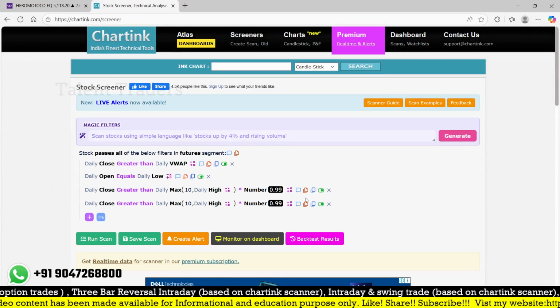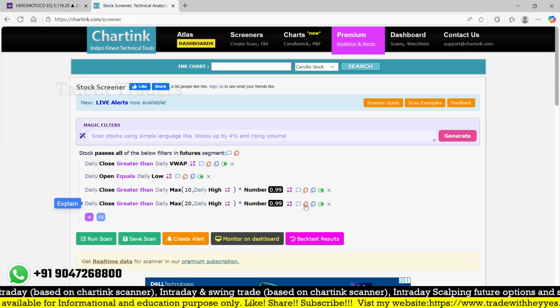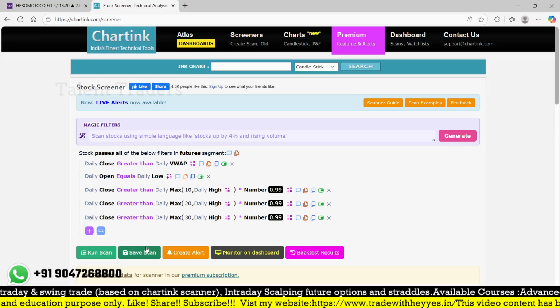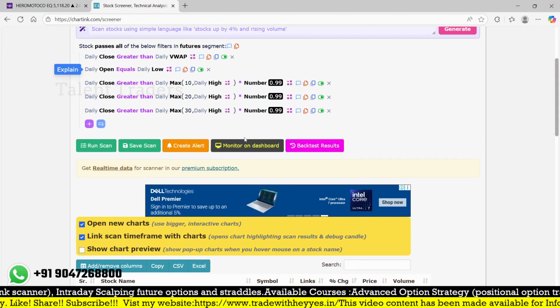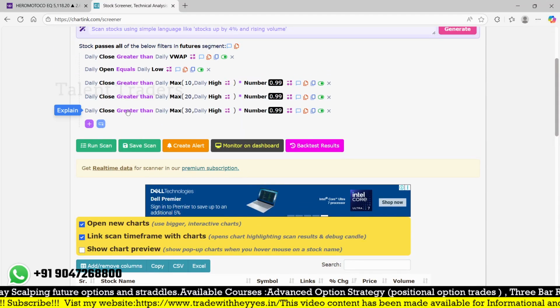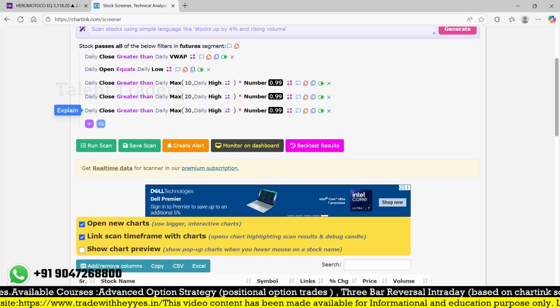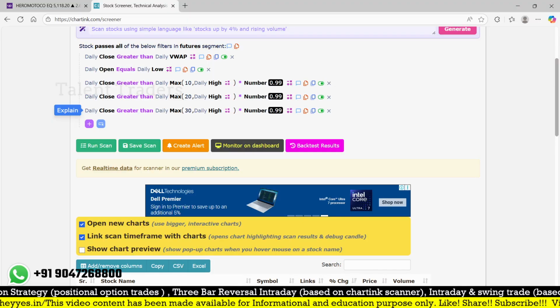Same conditions we will use for 20 days and 30 days. If you add that, we have only Hero Motocorp. I hope you understood. By using this particular logic, we find only Hero Motocorp, and no more stocks came out from here.